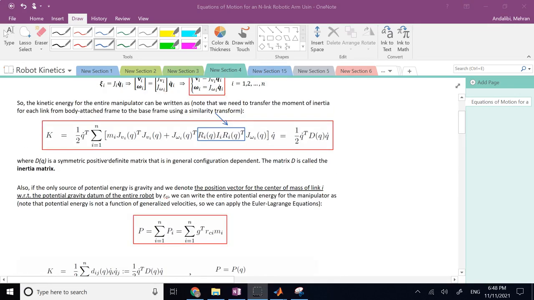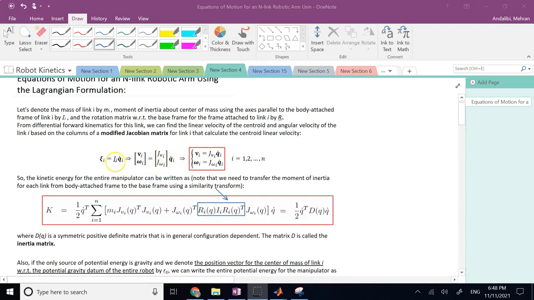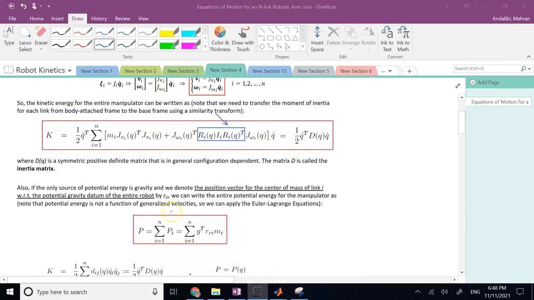The D matrix is what we call the inertia matrix. It is a positive definite, symmetric matrix, and the way that we form the components of D is by finding the v_i and J omega_i, the components of the Jacobian matrix for the linear velocity and angular velocity of a link, where linear velocity is defined at the centroid, and R is the rotation matrix, and I is the inertia matrix defined about axes that are passing through the centroid but parallel to the local frame i. And when we combine, we get the D matrix.